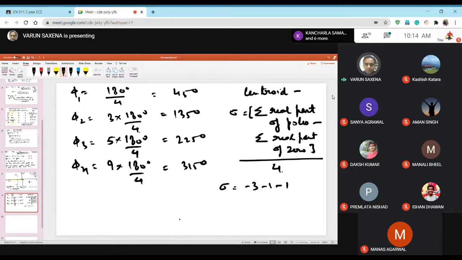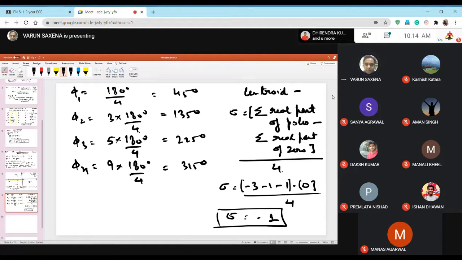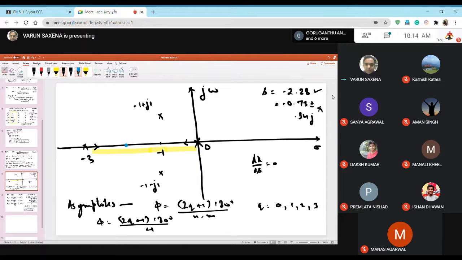Okay, thank you. So we were looking at the centroid. The centroid is given by the standard formula that we know, and the value is going to be minus 0 because you have no zeros, divided by 4, so minus 1. At minus 1, the asymptotes are going to start. So let's create those asymptotes. I'm erasing this line. You already know that the root locus lies here.